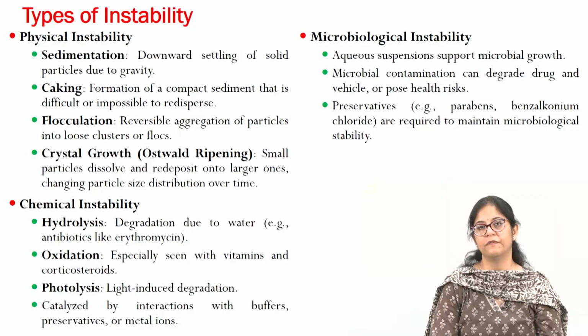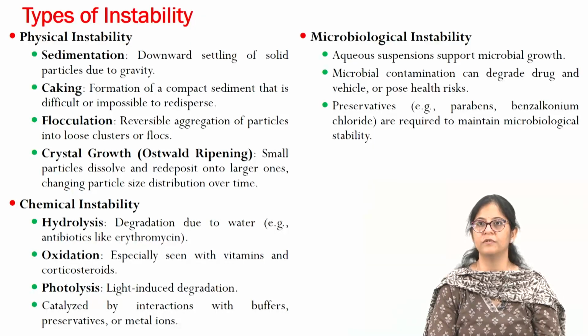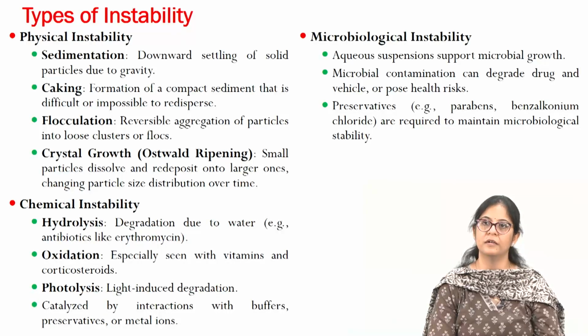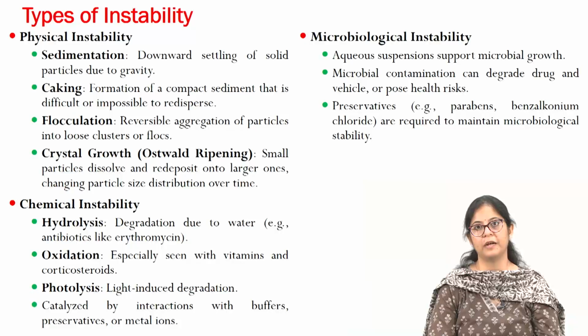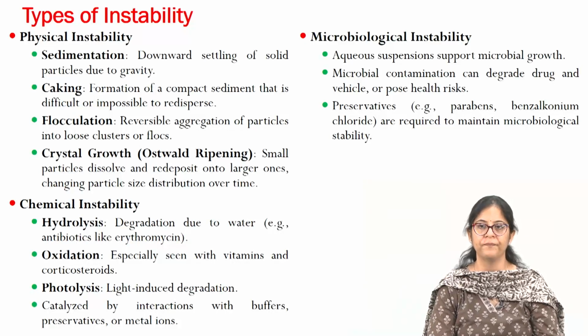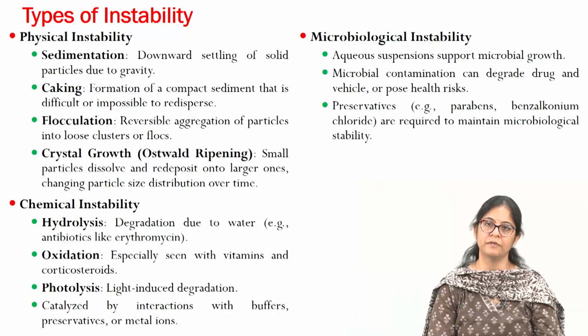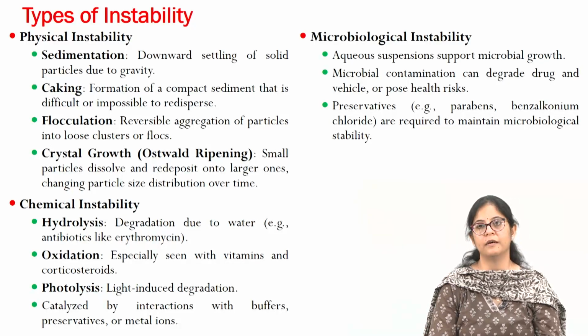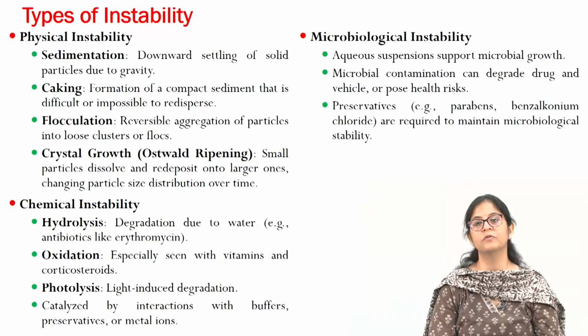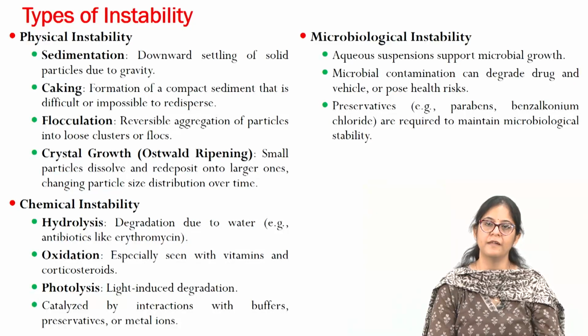So, in the physical instability, sedimentation, that is the downward settling of the solid particles due to gravity, is observed. Caking, the formation of a compact sediment that is difficult or impossible to redisperse, can occur because of the settling of the solid phase. Then flocculation, that is reversible aggregation of particles into loose clusters or flocks, can happen. Ostwald ripening, which is the growth of the larger particles at the expense of the smaller ones, can occur, and this changes the particle size distribution over a period of time.